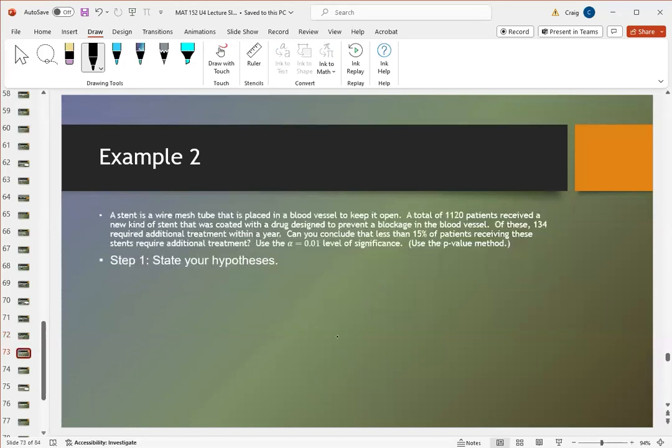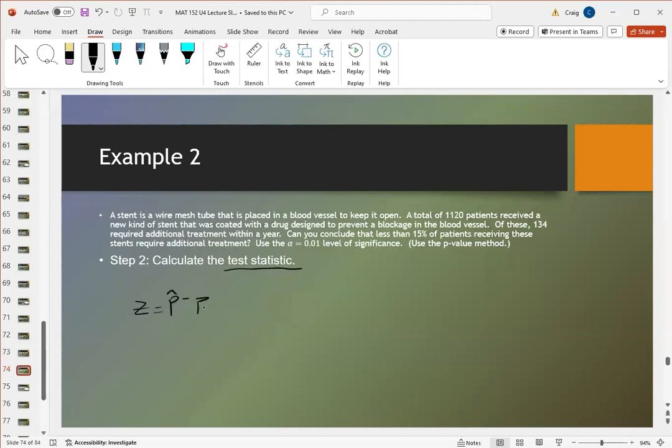Let's start with the hypotheses. Our null hypothesis is that the proportion is equal to 0.15 or 15%. The alternative hypothesis is that it is less than, right? Can you conclude that less than 15%? And so we want to determine if it's less than 15% using our hypothesis test. The next step is to calculate our test statistic, which is Z again in this case.